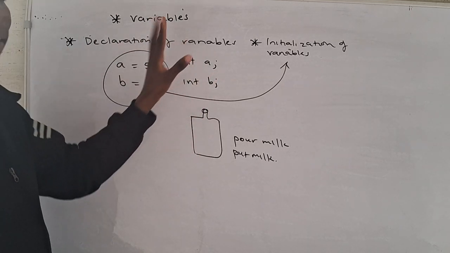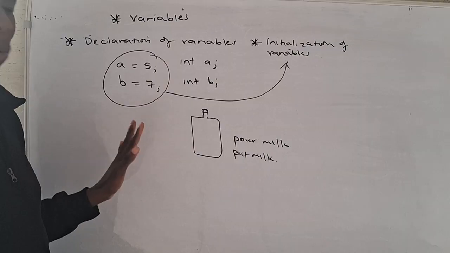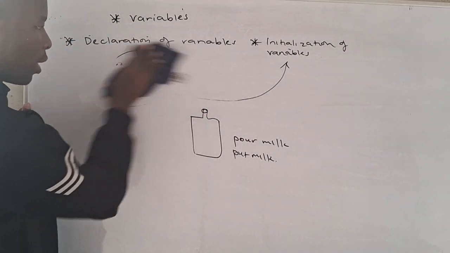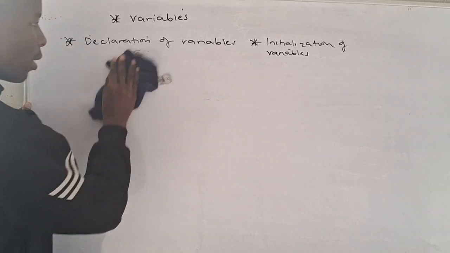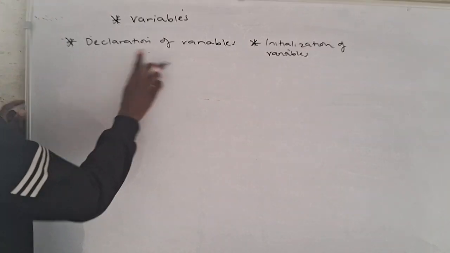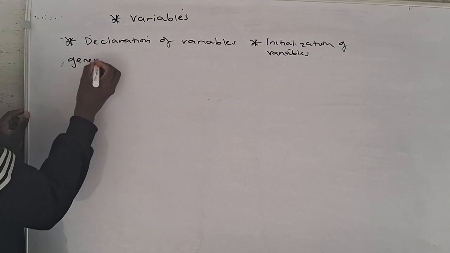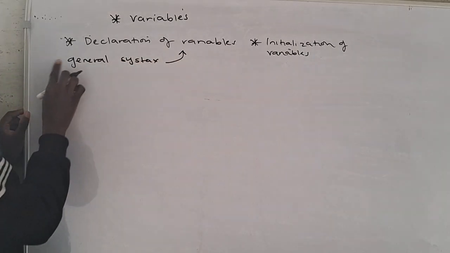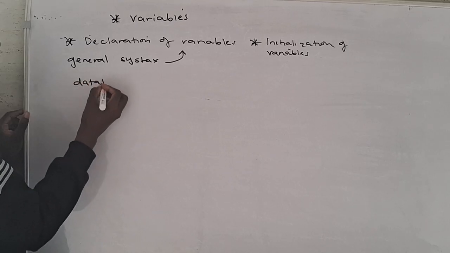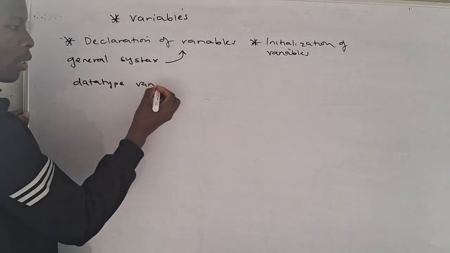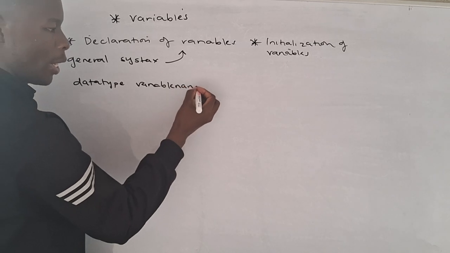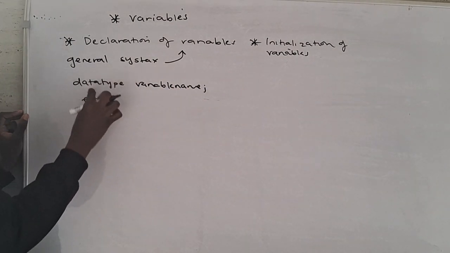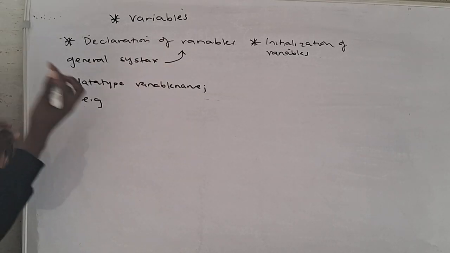You should understand the declaration of variables. I'm sure this is enough. So what I'm trying to say, the general syntax, it simply means format. For the declaration of a variable, you write the data type, followed by the variable name, then a semicolon. This is what we call the general syntax for the declaration of a variable.